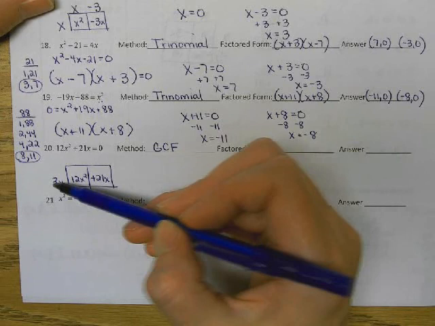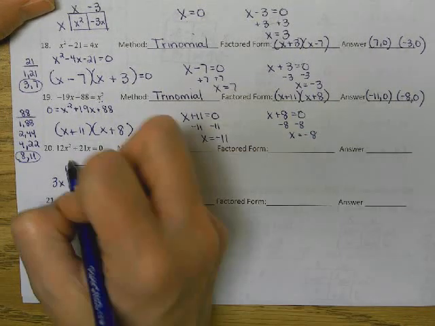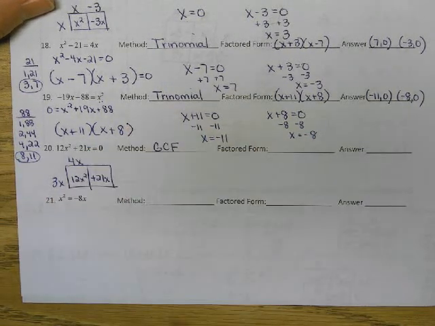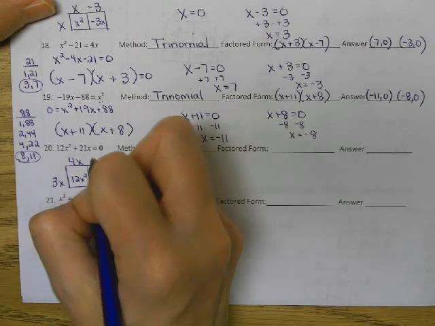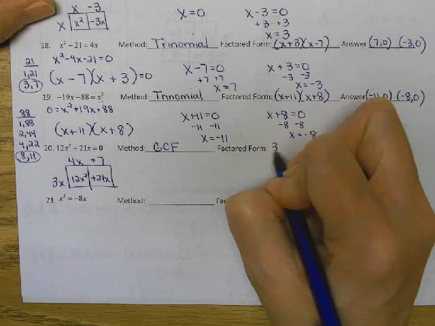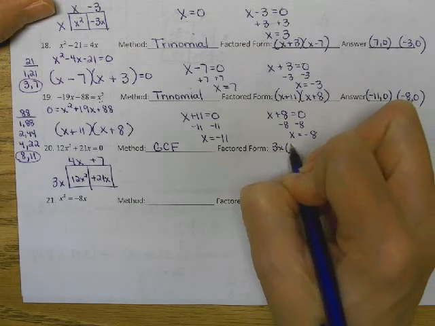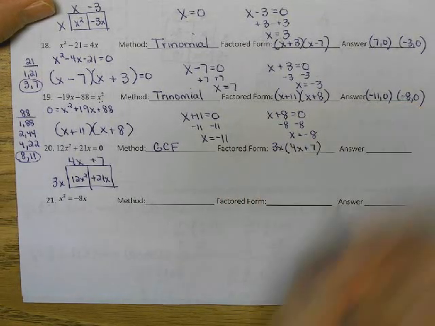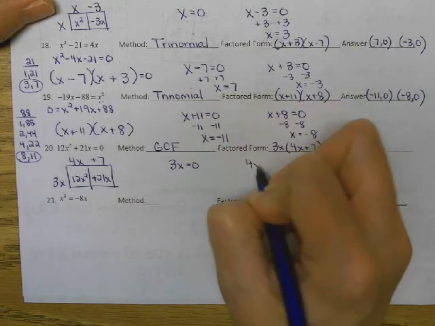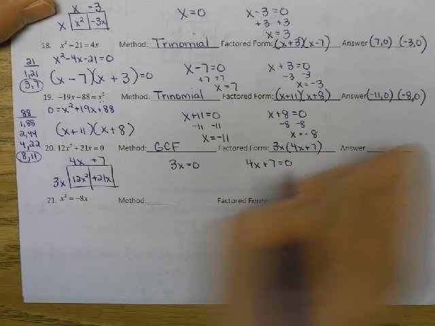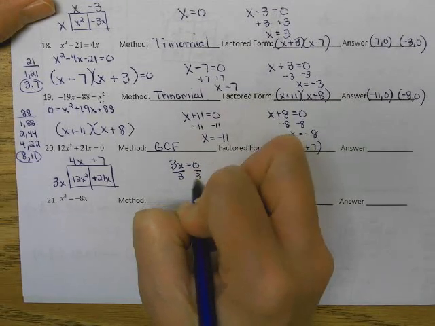So what would I need to multiply 3x by to get a 12x squared? 4x. And what would I need to multiply 3x by to get a 21x? A 7. So factored form is 3x, 4x plus 7. And now if I want to solve them, set them both equal to 0 and get x by itself.